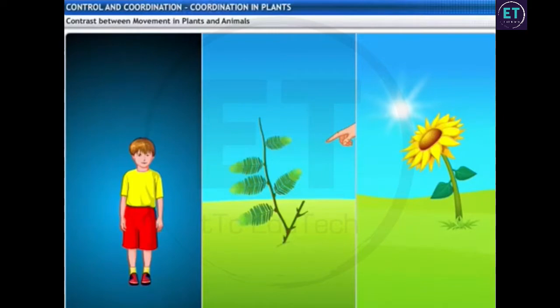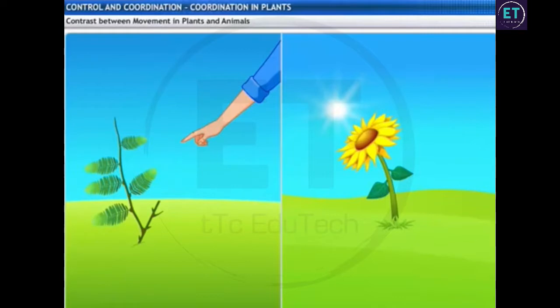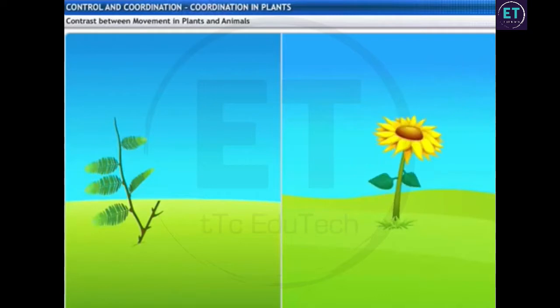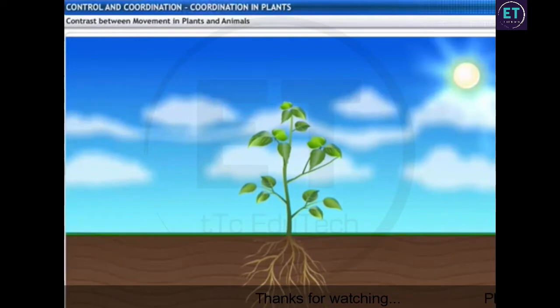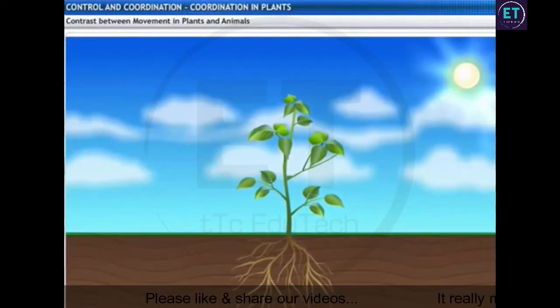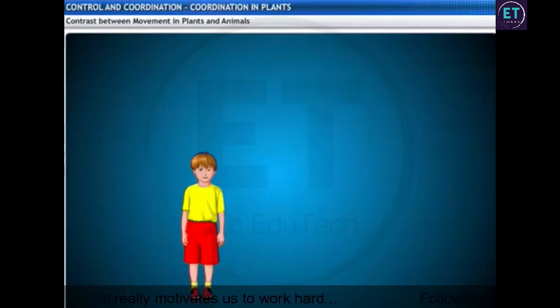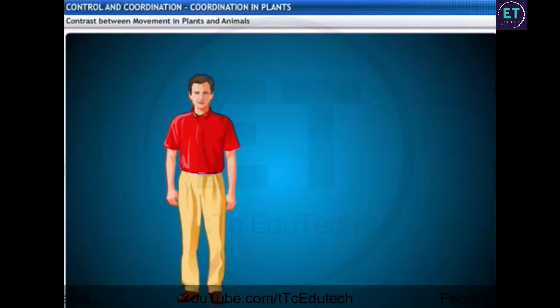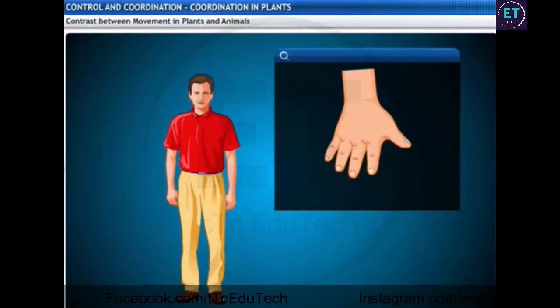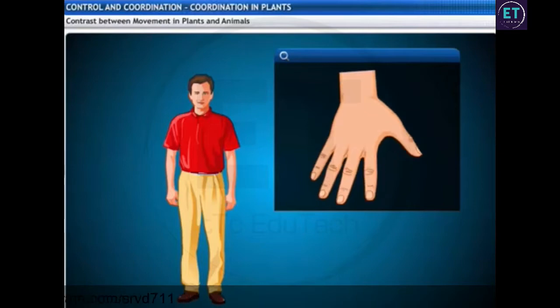Let's contrast the movement in plants with movement in animals. The movement of a sensitive plant in response to touch is very quick, whereas the movement of a sunflower in response to day or night is quite slow. Growth-related movement of plants will be even slower. Animal bodies also exhibit controlled directions of growth. Our arms and fingers grow in a certain direction, and not haphazardly.